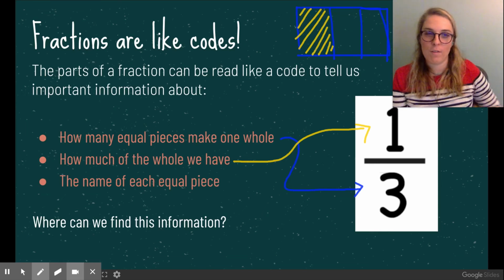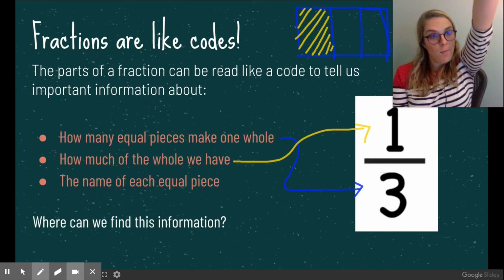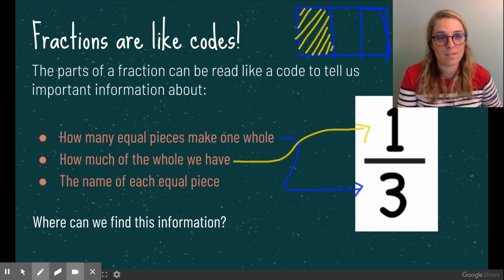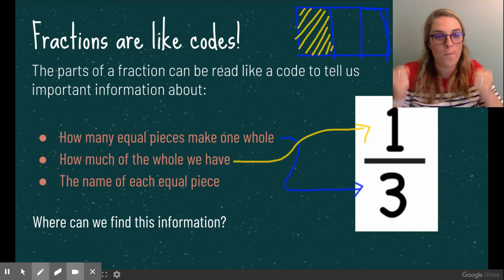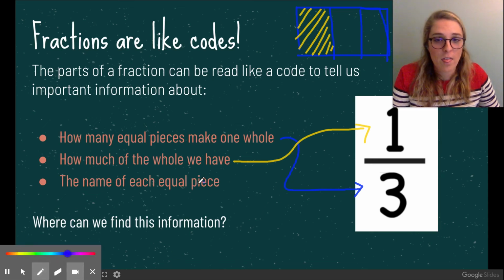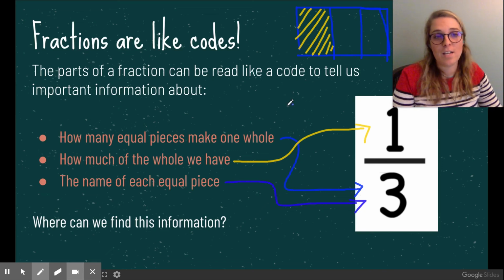Now, probably one of my favorite code tricks. Which digit, the digit on the top or the digit on the bottom, sneakily tells us the name of each piece? All right, make your decision. Ready, here we go. Ready, go. You can't see my hands, so you know that this digit on the bottom here tells us the name of each piece.